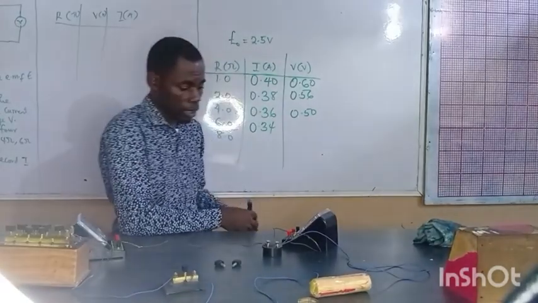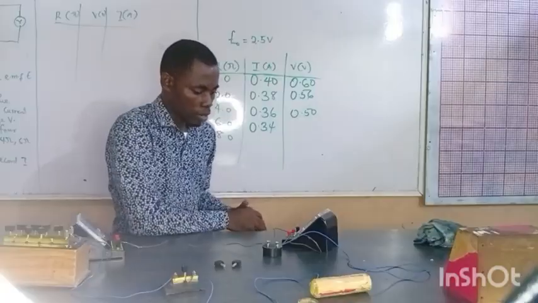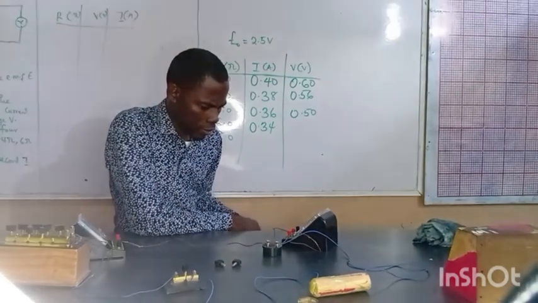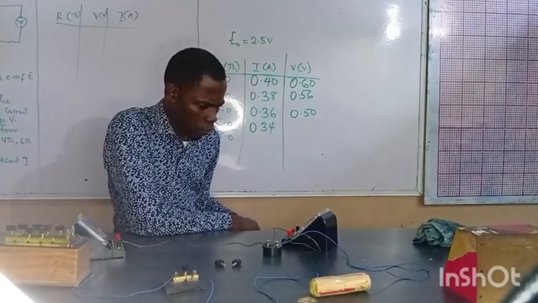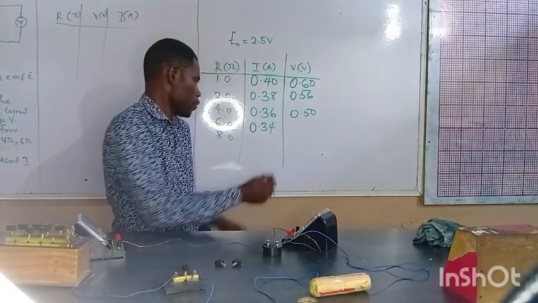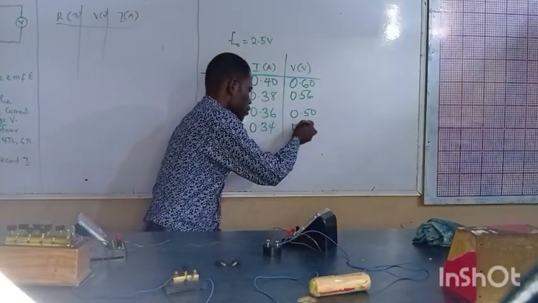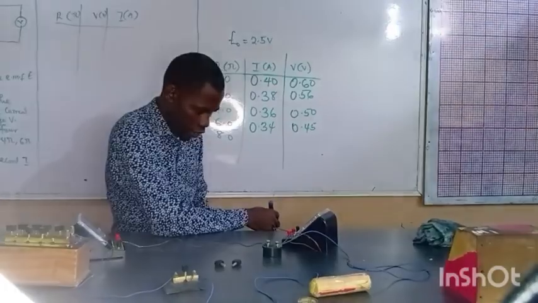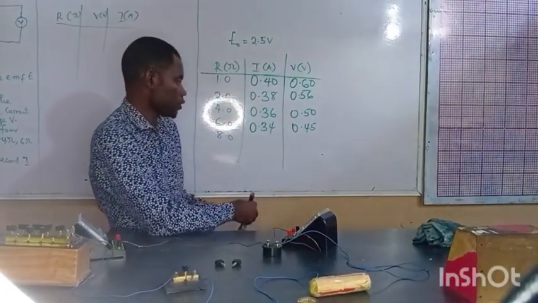While for the voltmeter, what I'm seeing right now is 0.4445. Say 0.45. Okay. All right.